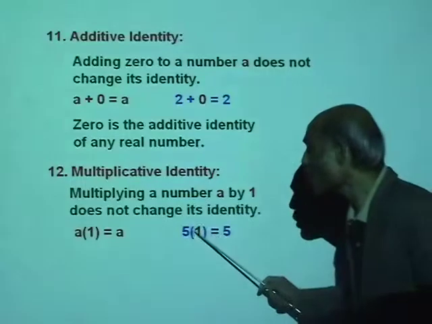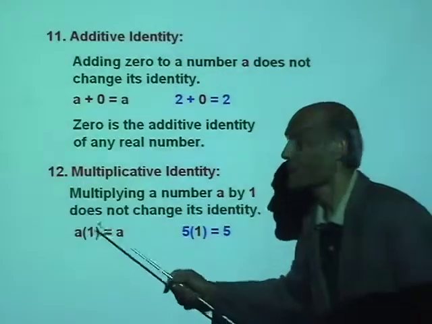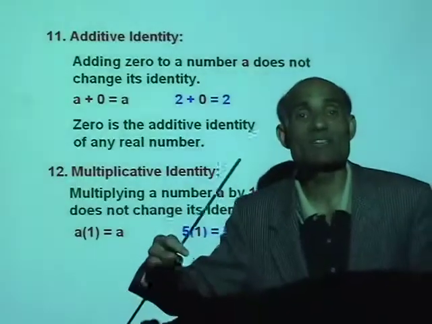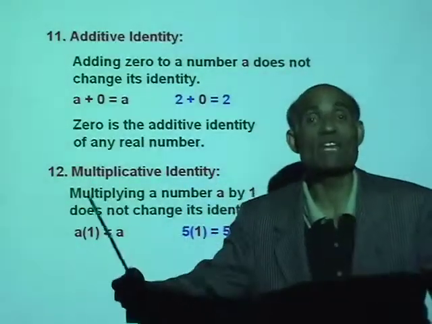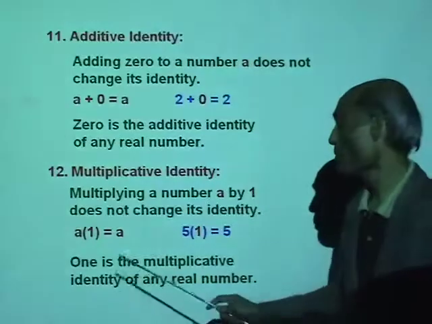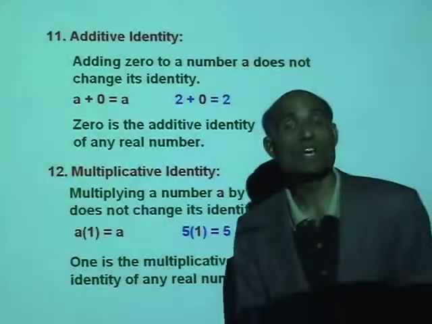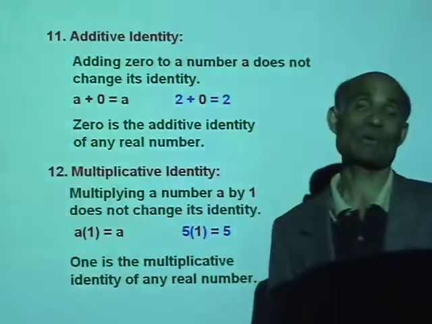So what can you call this 1? 1 can be called the multiplicative identity of any real number. 1 is the multiplicative identity of any real number.